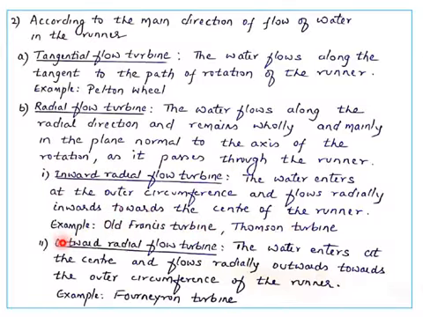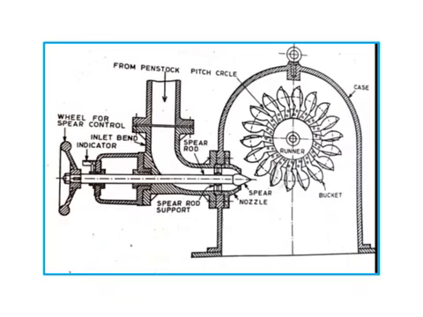The second case is called the outward radial flow turbine. Here water enters at the center and then goes radially outwards towards the outer circumference. Therefore, that is known as an outward radial flow turbine. The Fourneyron turbine is an example of an outward radial flow turbine.